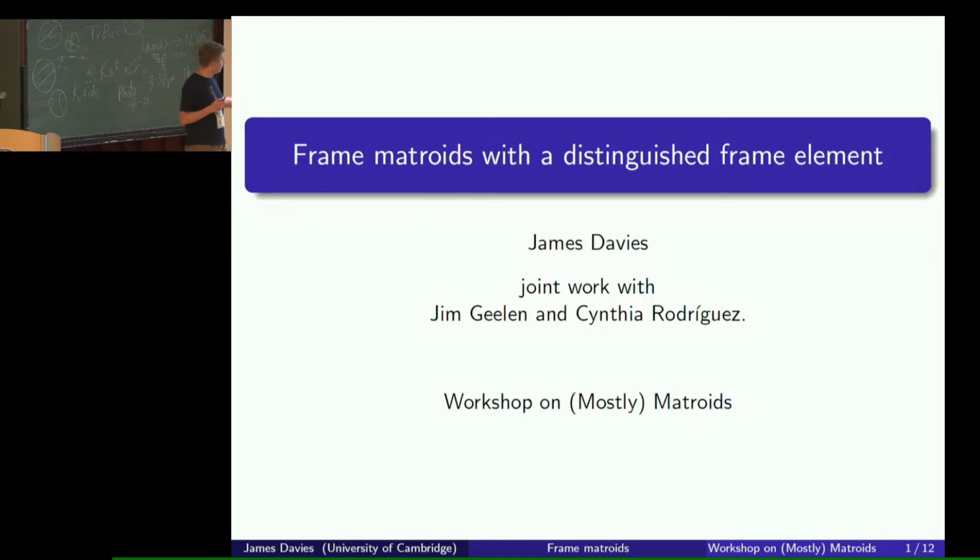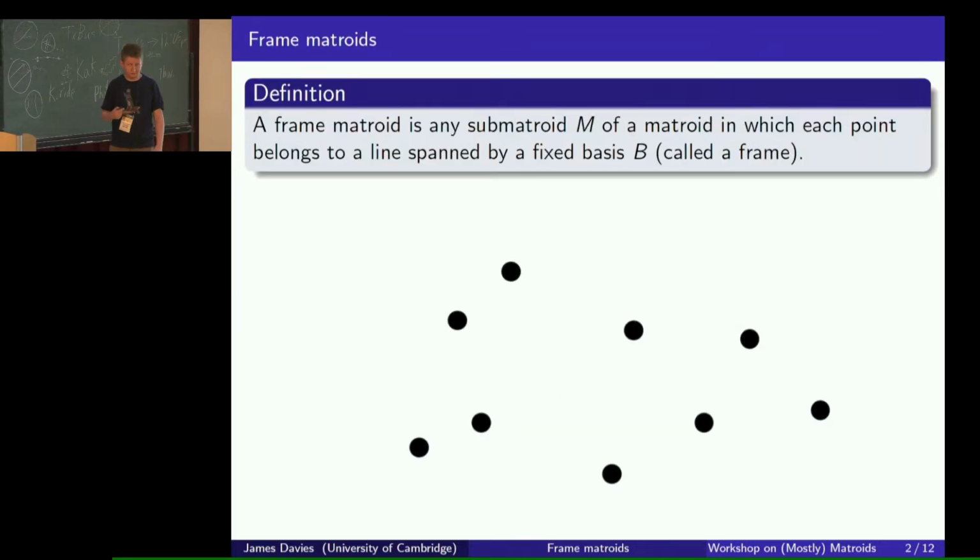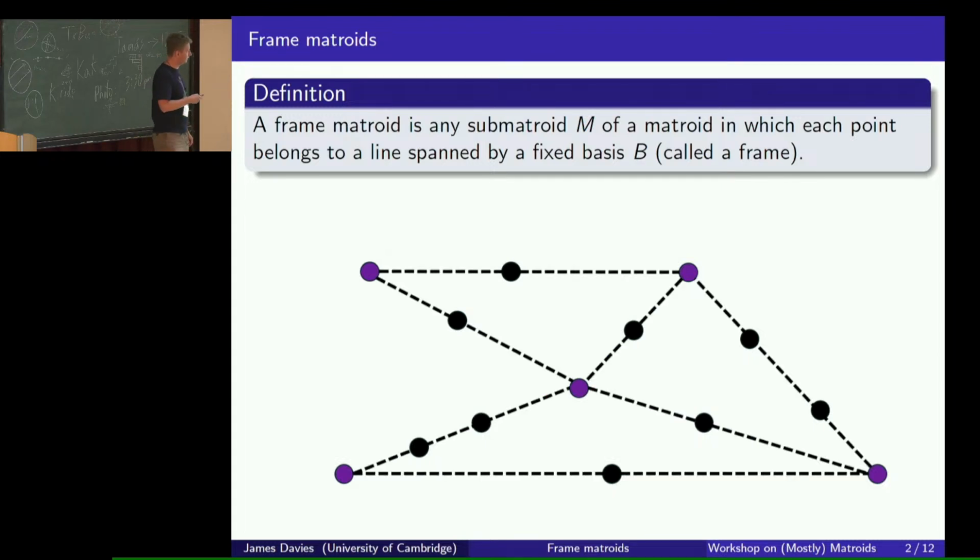So I'm talking about frame matroids, and this is all joint work with Jim Geelin and Cynthia Rodriguez. So frame matroids. A matroid is a frame matroid if you can extend it by some basis, B, through these purple points, so that every element in the ground set of our matroid is within the span of at most two elements in our new frame basis. So, for example, here, this is a frame matroid because we could add in this purple basis, and every element lies in this line spanned by those two frame elements.